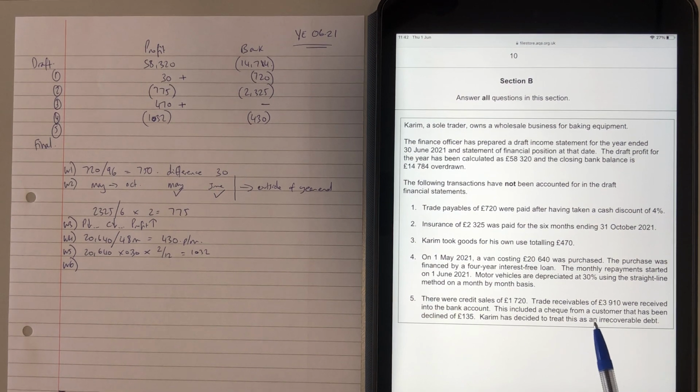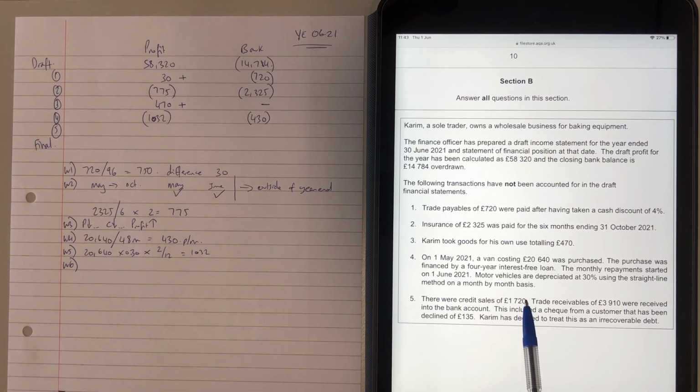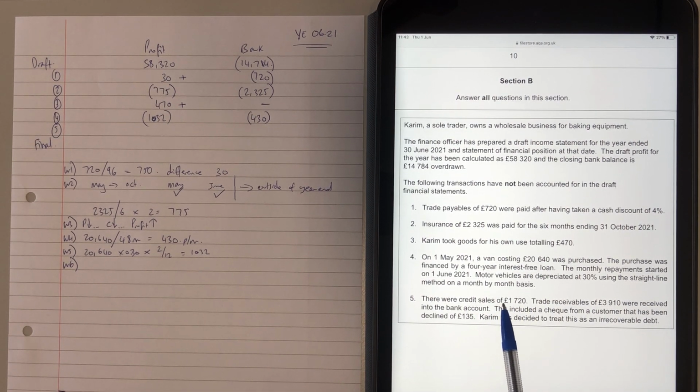So what should you do in this situation? Just do one thing at a time. The first one is credit sales. Stop. How does that affect bank? If you sold something on credit, is money going to come into the bank? The answer is no, because it's on credit. The money will come in next month maybe.